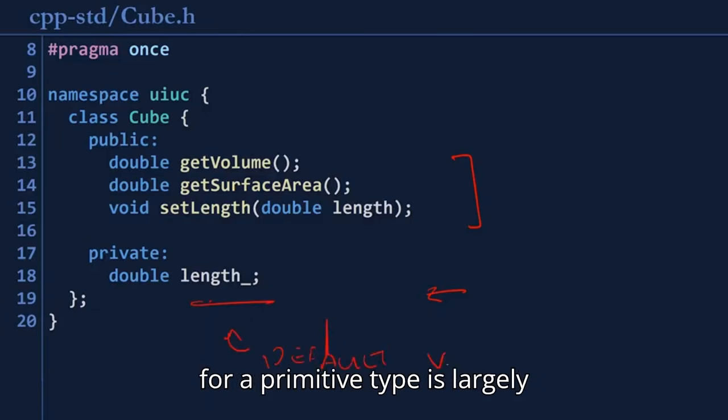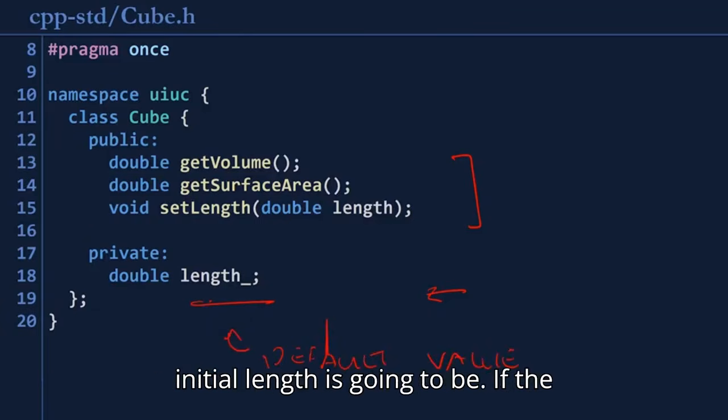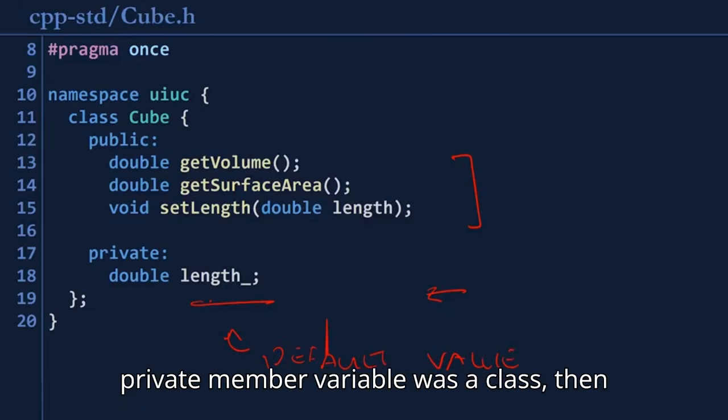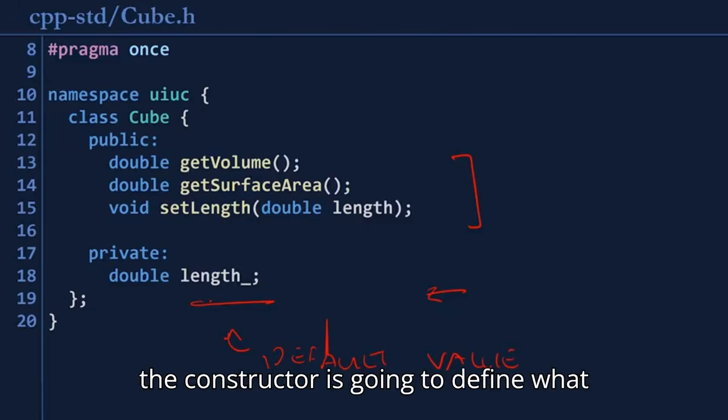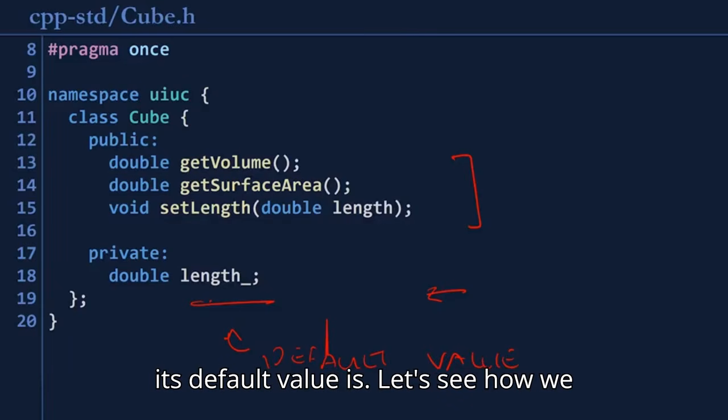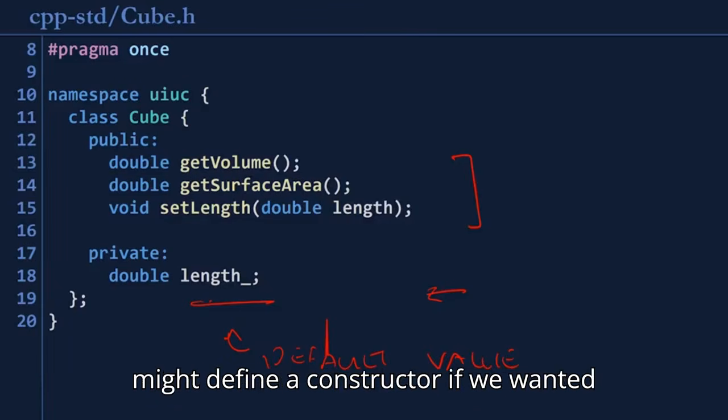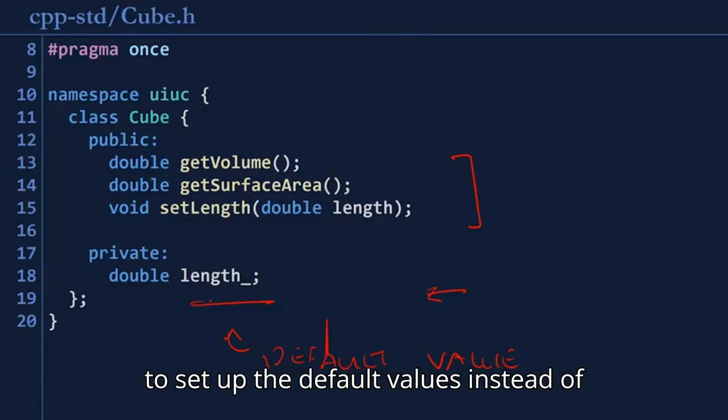The default value for a primitive type is largely undefined, so we're not sure what the initial length is going to be. If the private member variable was a class, then the constructor is going to define what its default value is. Let's see how we might define a constructor if we wanted to just set up the default values instead of accepting the system default values.